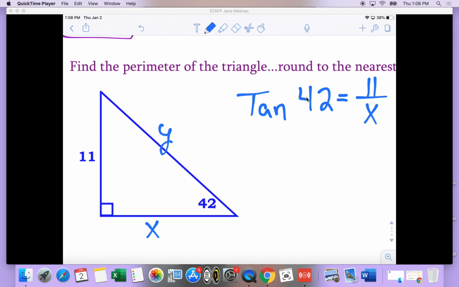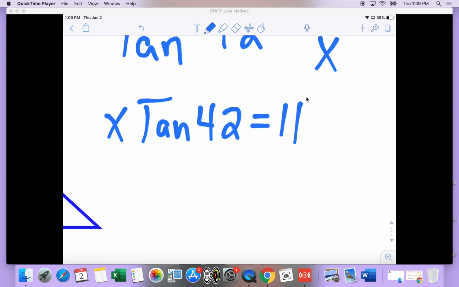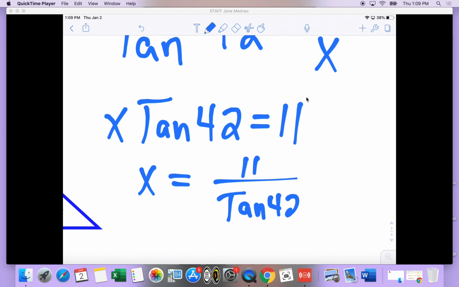Questions? It's all in the setup. Once you get the setup, it's a little bit easier. Okay, so how do I get the x by itself? Multiply by x. Good. So x tangent 42 equals 11. And then we divide by tangent. So x equals 11 over tangent 42.